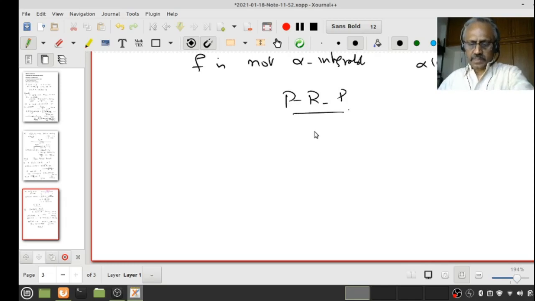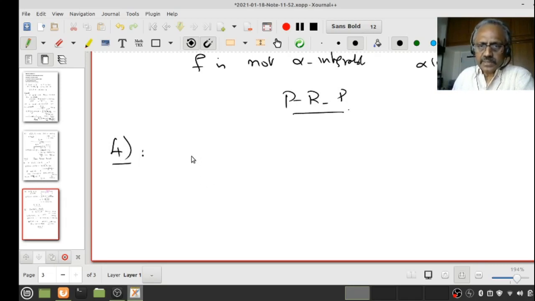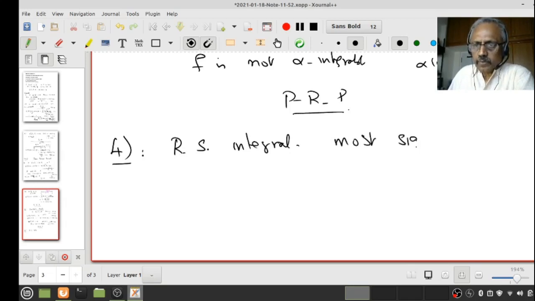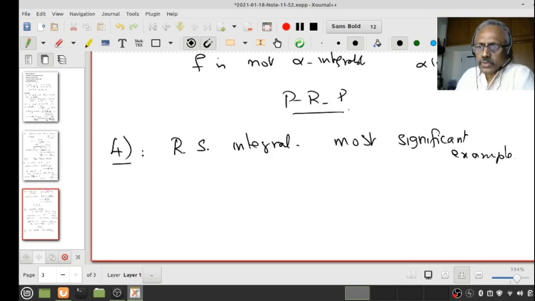Right, now we'll come to the last example. There are a lot more examples, but this will be the most important example for Riemann-Stieltjes, the most significant example. For anything I can define it, but let me do it first.